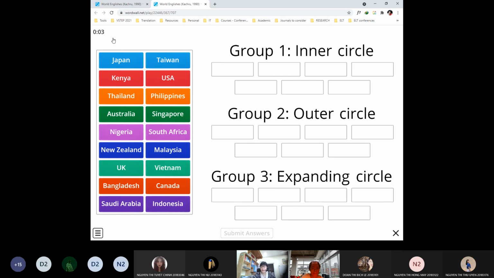I want you to put the countries in the right group by dragging and dropping. For example, we have Vietnam. I think Vietnam is in the outer circle, then I drag and drop it here. But if I change my mind, no, it's not in the outer circle, I want to move it to the expanding circle, I can do this, or I can drag it back to the original box like this. So you drag and drop the countries to one of the three groups here.